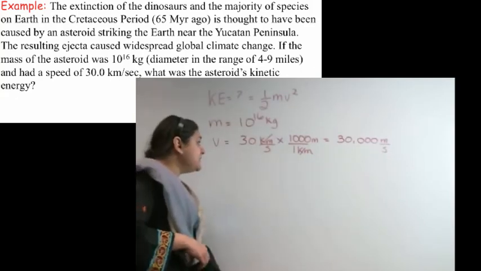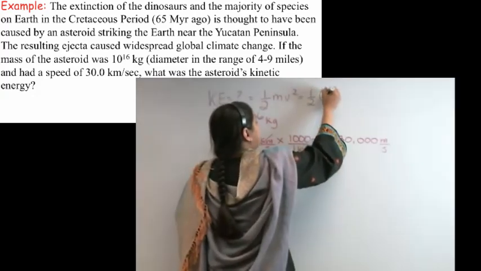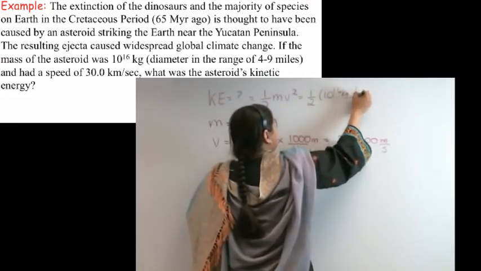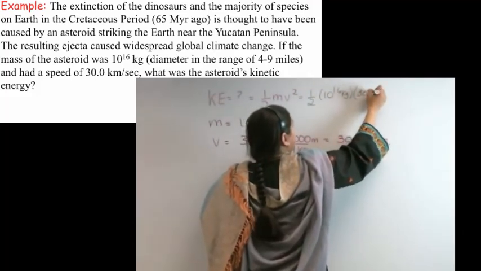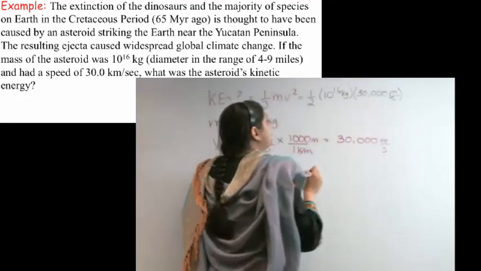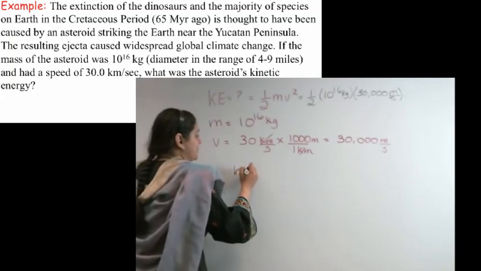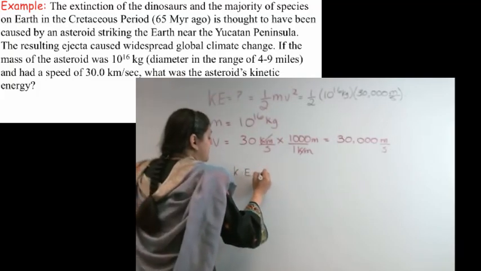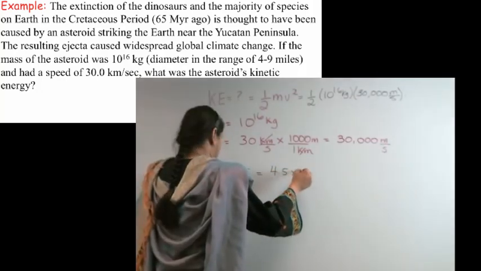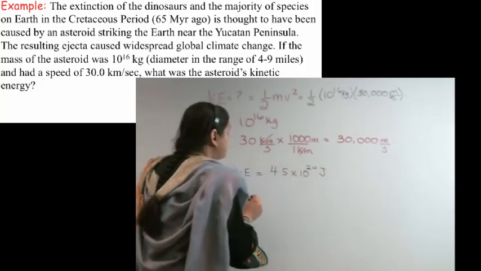So that basically means I have to do 1/2 times 10 to the power 16 kilograms times 30,000 meters per second, squared. And when I do the calculation, my final result for my kinetic energy comes out to be 4.5 times 10 to the 24 joules.